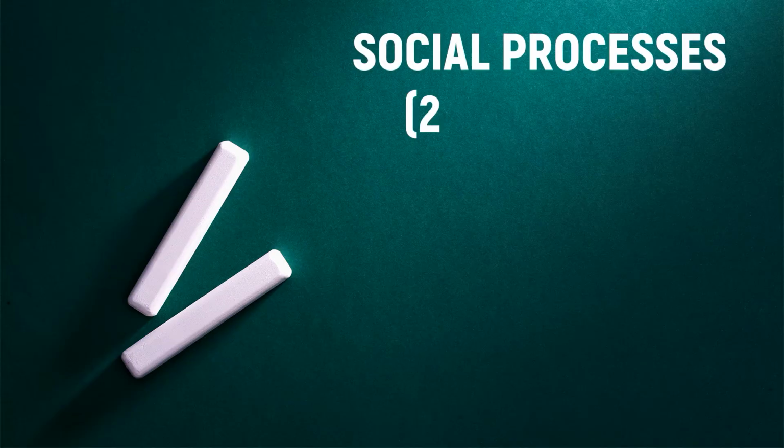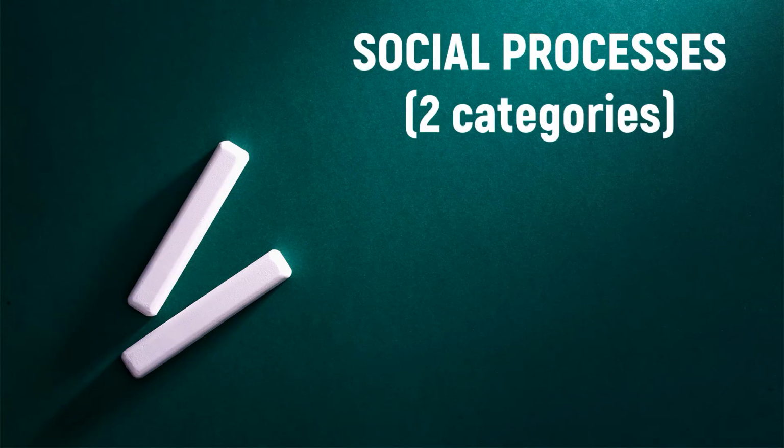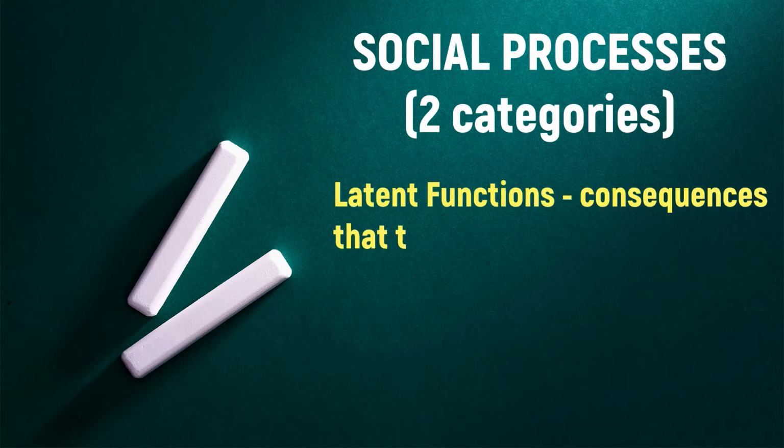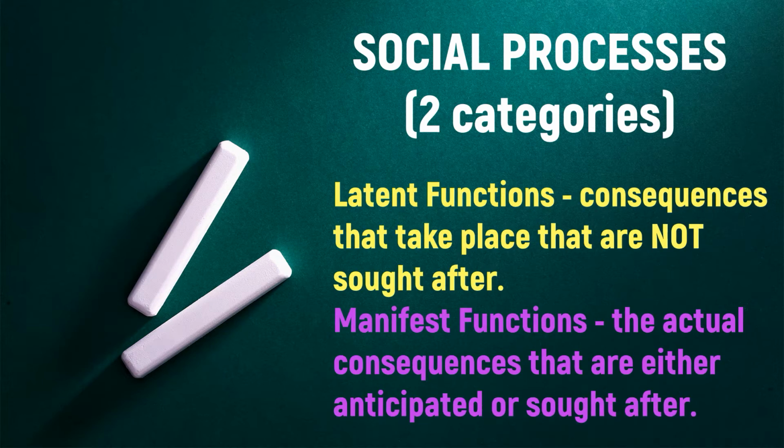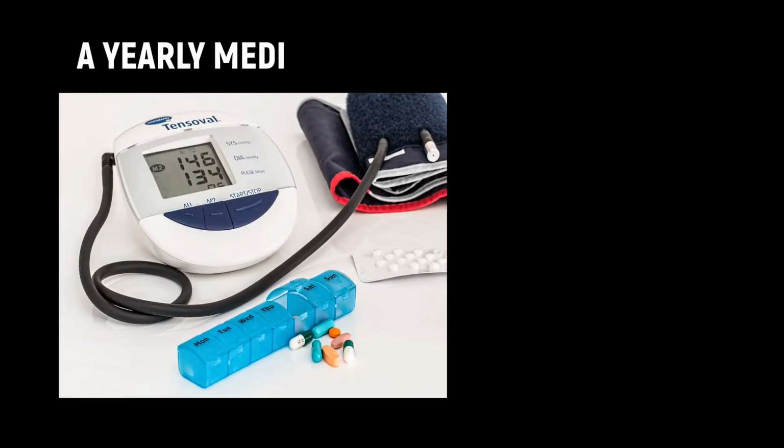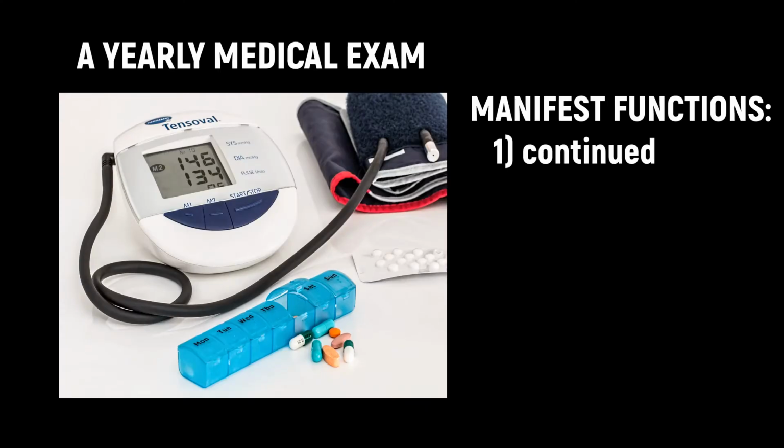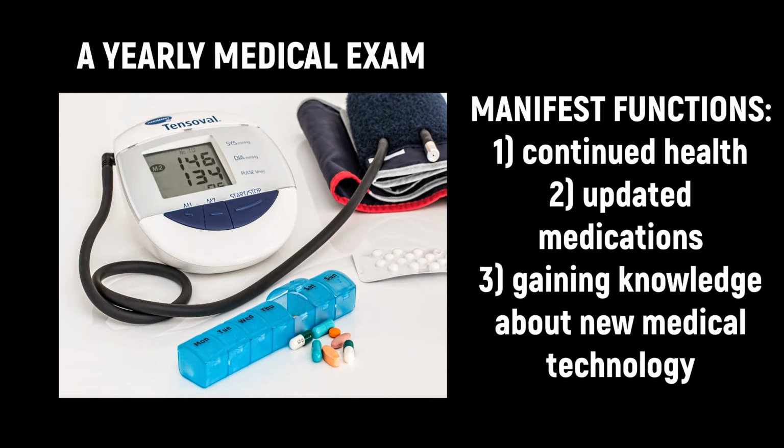There are two terms that are described in relation to these social processes. These terms are latent functions and manifest functions. Manifest functions are the actual consequences that take place that are either anticipated or sought after. Latent functions are consequences that take place that are not sought after. As an example, a manifest function of having a medical examination once a year might be continued health, updating medications that are needed to live, and gaining knowledge about new medical technologies.